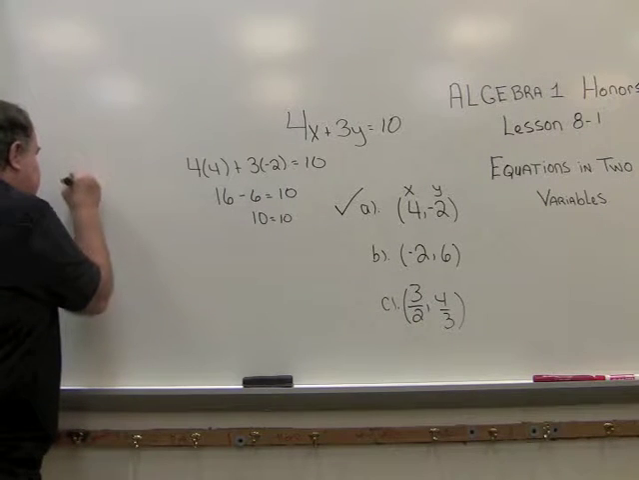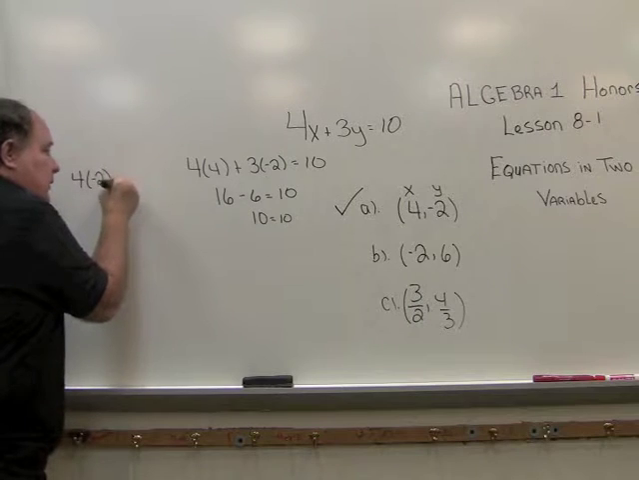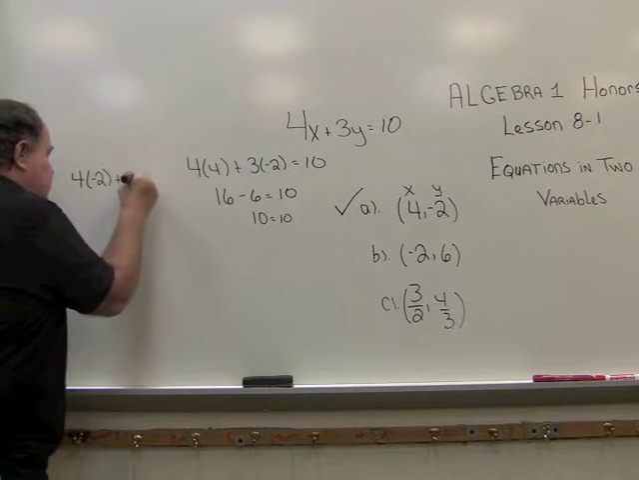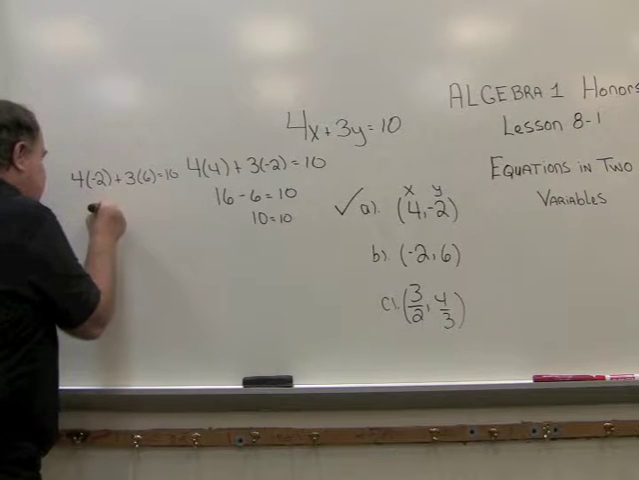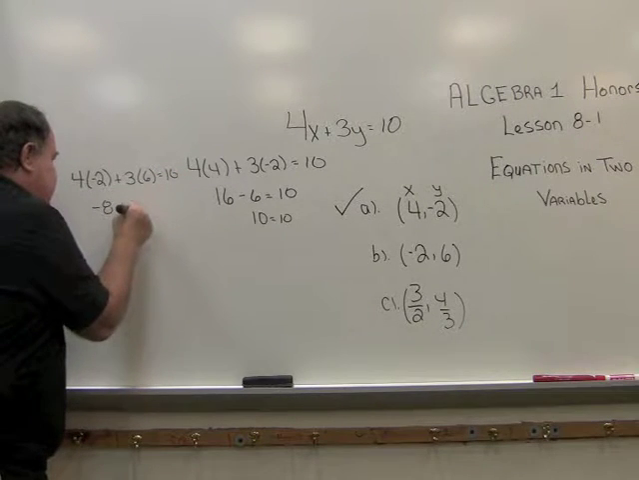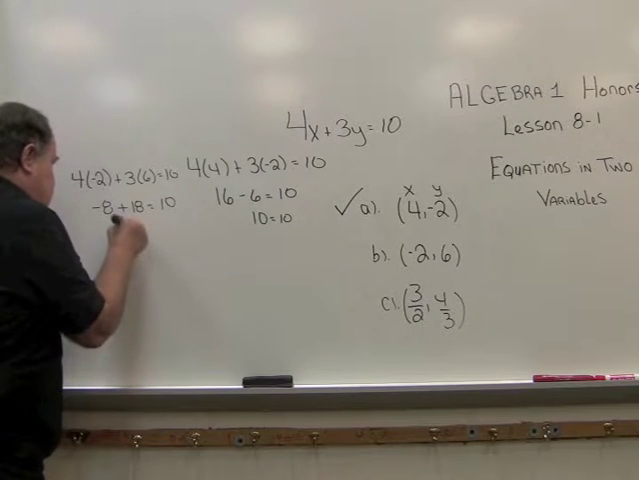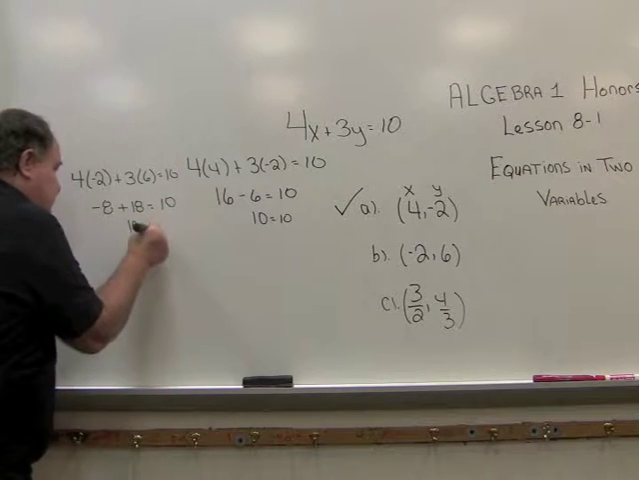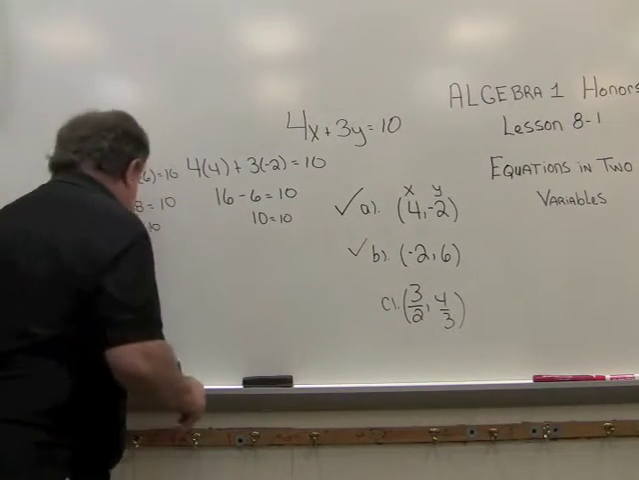Negative 2. 4 times negative 2 plus 3 times 6. Does that equal 10? We have negative 8 plus 18 equals 10. Yes, it does. 10 equals 10. So this one also. And let's look at this last one here.